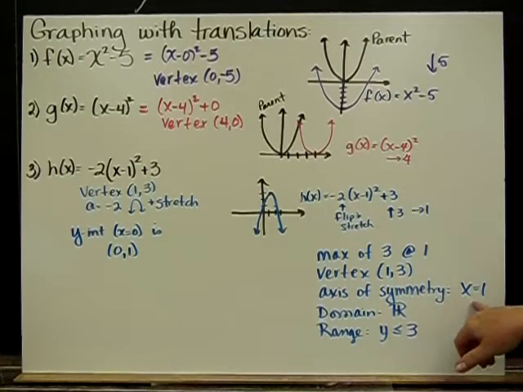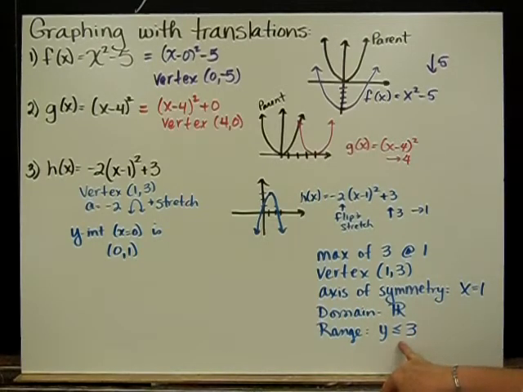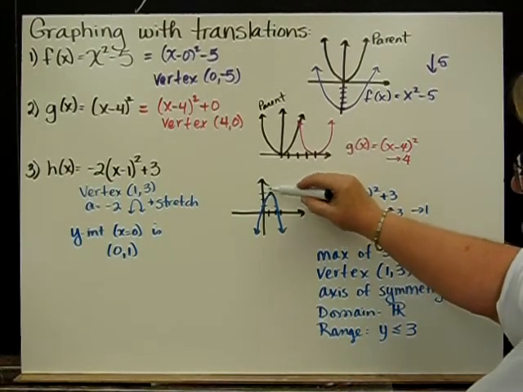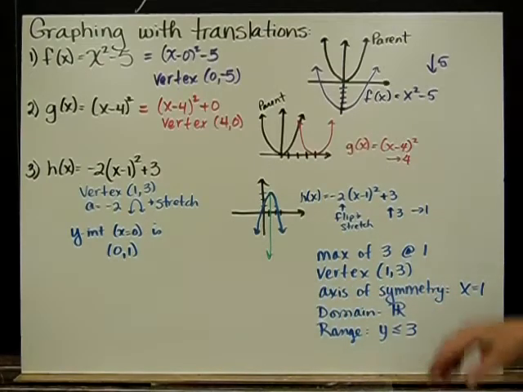Your axis of symmetry is x equals 1. Remember, it's always x equals this number. Your domain is all real numbers, and your range is y is less than or equal to 3, because this time our range will start here and go down to negative infinity.